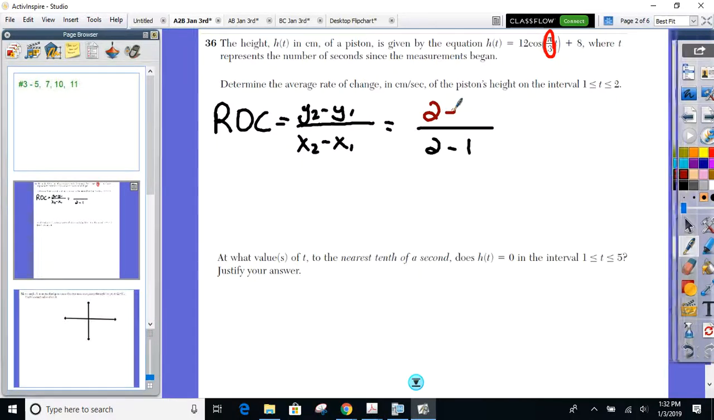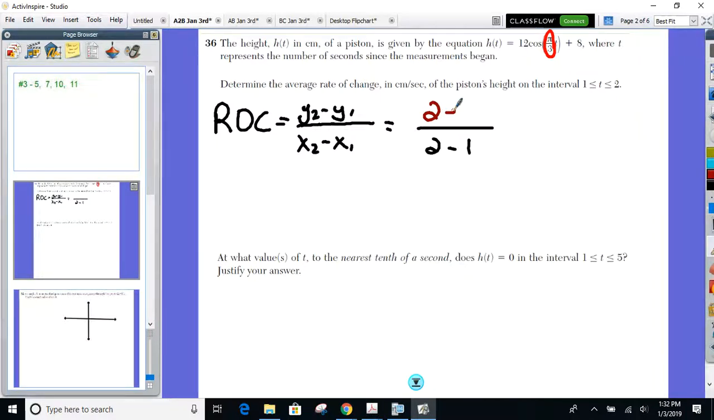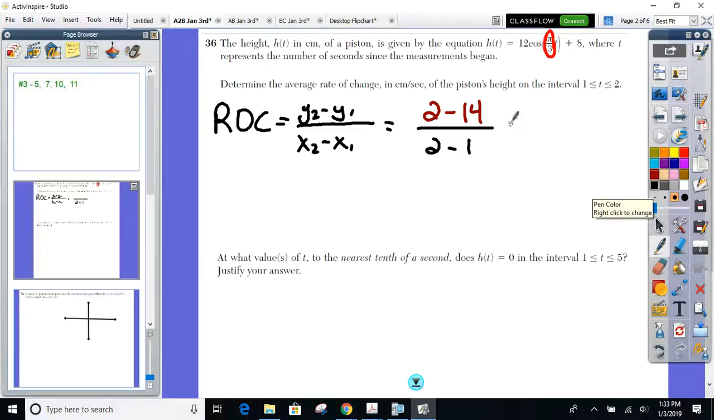Minus, now store in 1. This is why I like the store key, because most of you guys, I can look on your calculator. You can go up and copy and paste. That's awesome. Saves you so much time. And what are you getting when you store in 1? Should be getting 14 out. So go ahead, find the rate of change from 1 to 2.